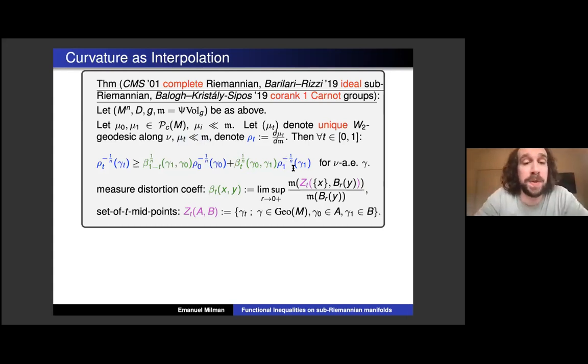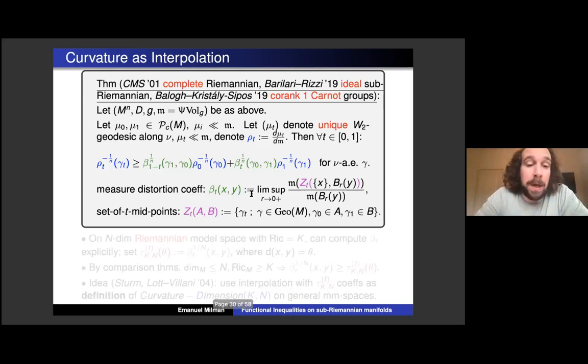It's an interpolation result. Usually in convexity, we're used to seeing, as interpolation coefficients, 1 minus t and t. But in this case, you see some other coefficients, beta, which are called measure distortion coefficients. I don't have time to explain what these are. You can read about them if you want, and this is being recorded. But basically, these coefficients capture the effect of curvature of the space and of the measure. Okay, so you see the effect of curvature.